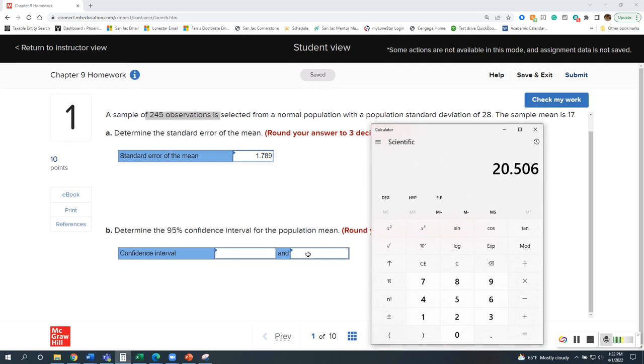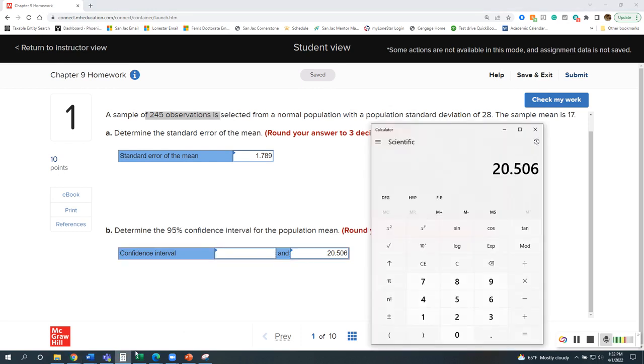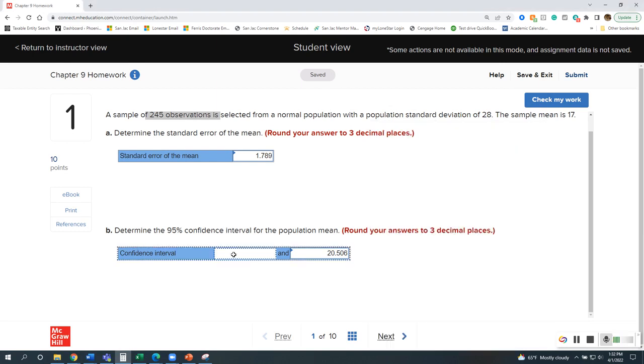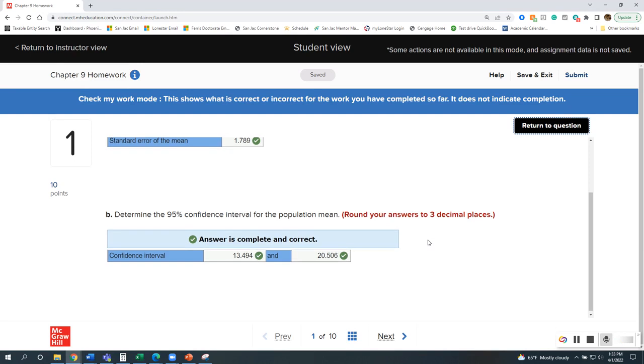So this would be my high, 20.506. Now we're going to find out the low, which is taking 17 minus 3.506, so 13.494. There we go. Check. And we are complete. We're good to go.